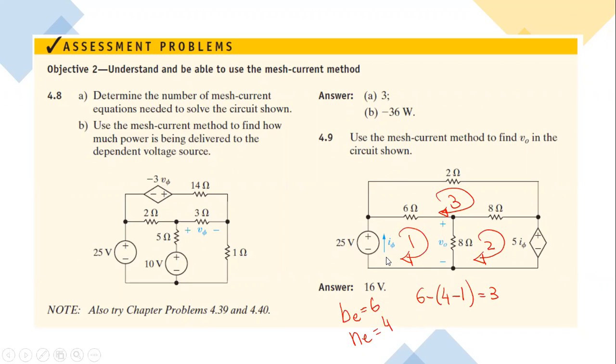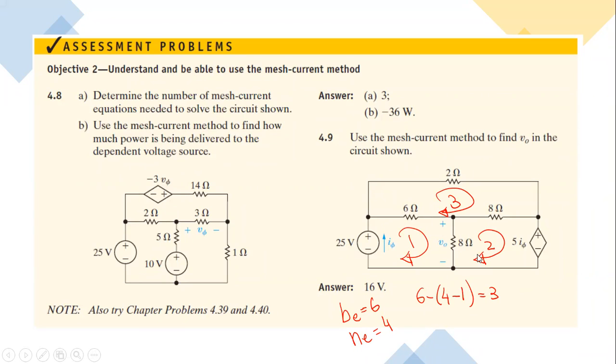But let's select all the time the clockwise direction, so we will be in the same page of the book. So I don't have any problem to write this voltage. It will be -25 plus 6 times I1 minus I3 plus 8 times I1 minus I2. So this will be the first equation. The second equation, I will start with this.